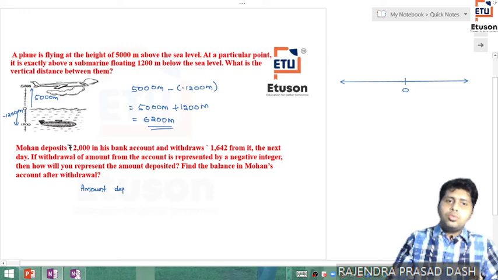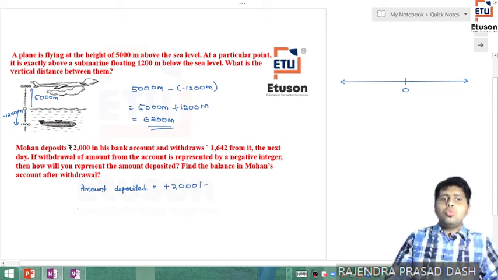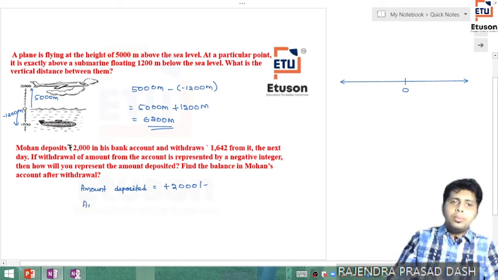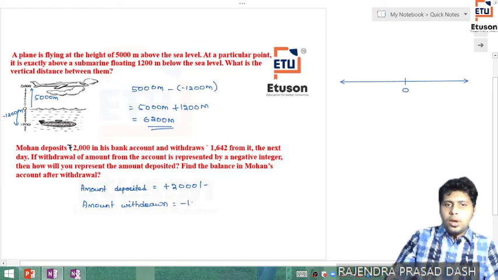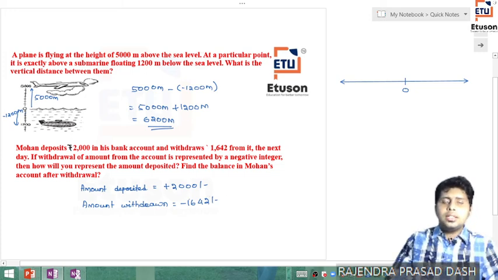Amount deposited is represented by a plus sign, so the amount deposited is plus 2000 rupees, right? The amount withdrawn is represented by negative integers. The amount withdrawn is 1642, so I will represent it as minus 1642 rupees. Now find the balance in Mohan's account after withdrawal.